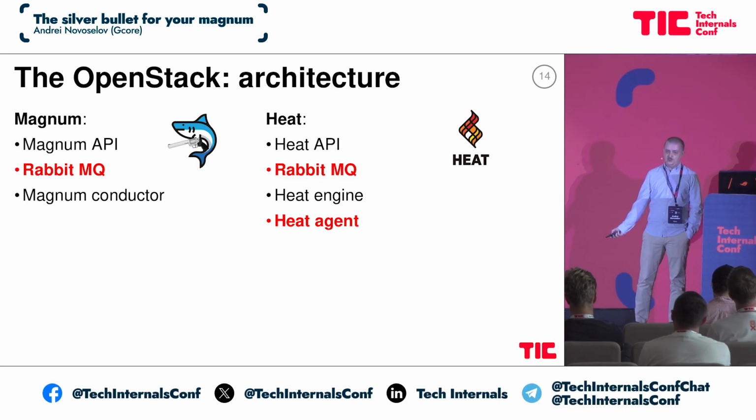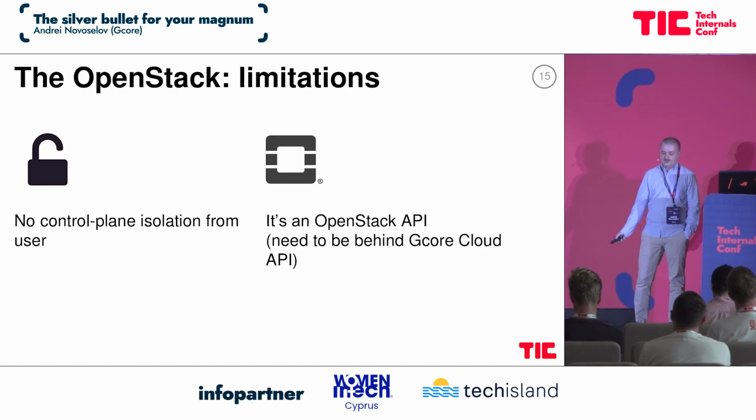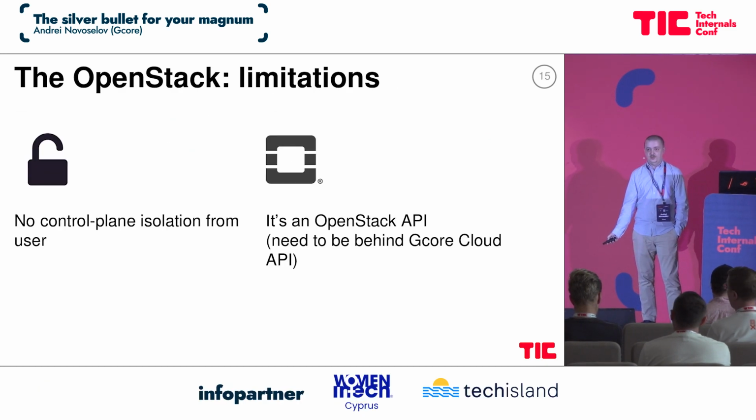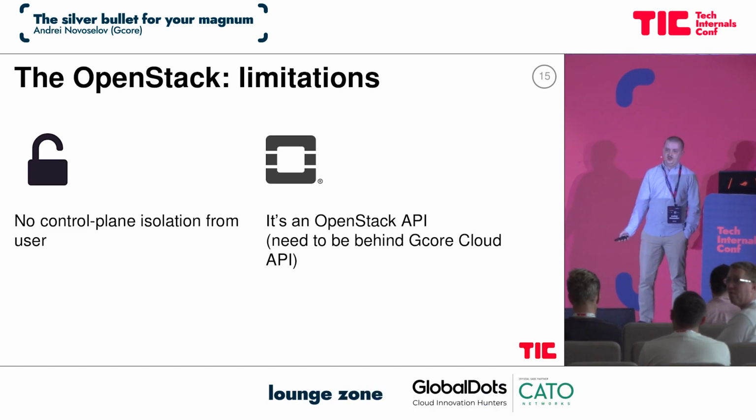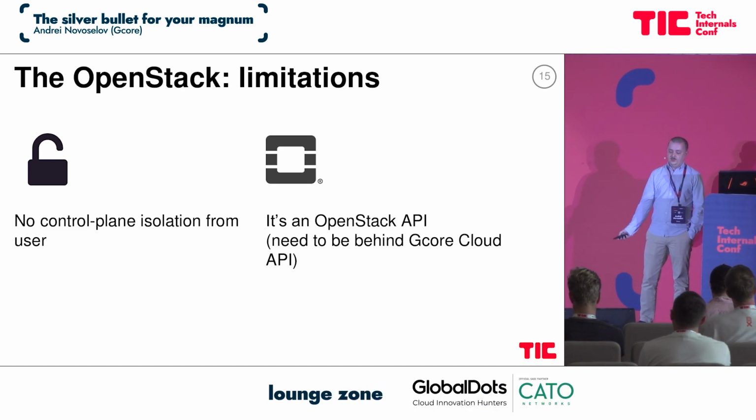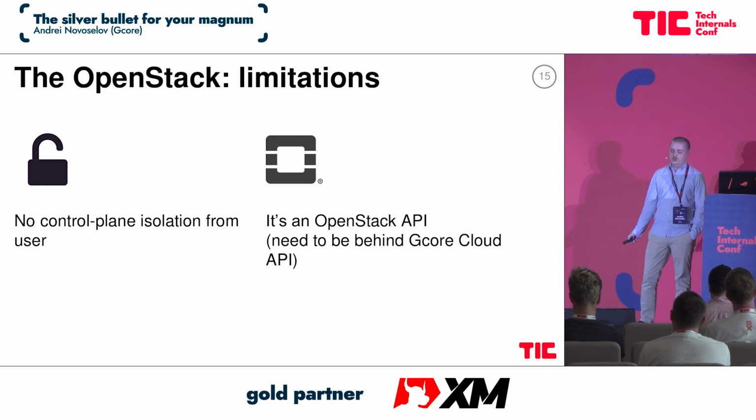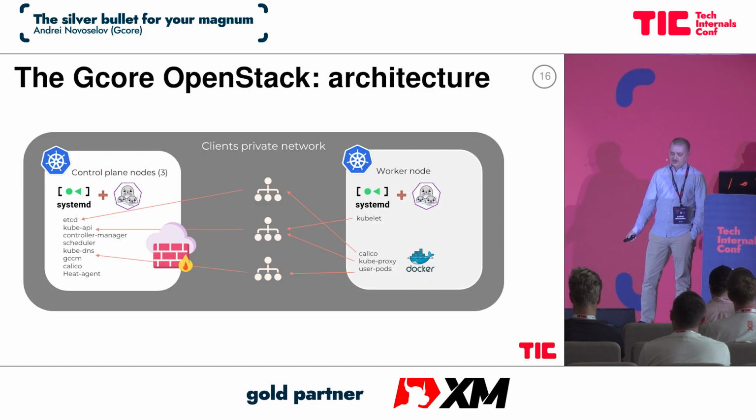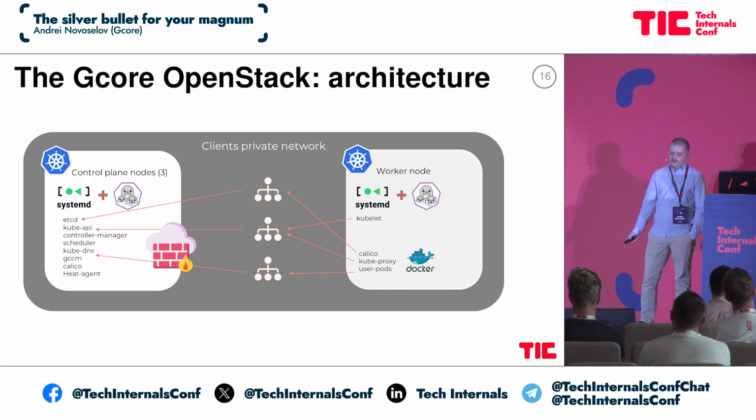So what are the limitations of Magnum and Heat out of the box? There's no control plane isolation at all. And, well, it's an OpenStack API, and if we want to make it a managed service, we need to somehow hide it behind our Gcore Cloud API. So this is our approach of adopting it.